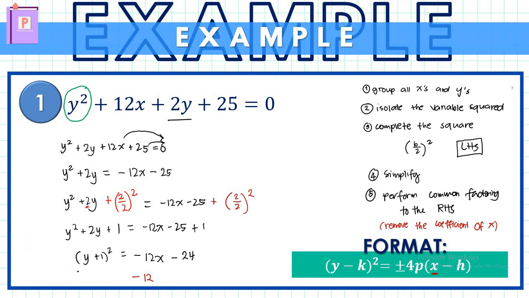On the left-hand side of the equation, we simply copy y plus 1 squared, then equal sign. We factored out negative 12. So what will be the remaining factor? That will be x. And then what will you multiply to negative 12 to get negative 24? That will be positive 2. And obviously, this format is already the same as the standard form given. And since it's already in standard form, we can identify already the orientation or opening of this parabola. And this one is a parabola that opens to the left.